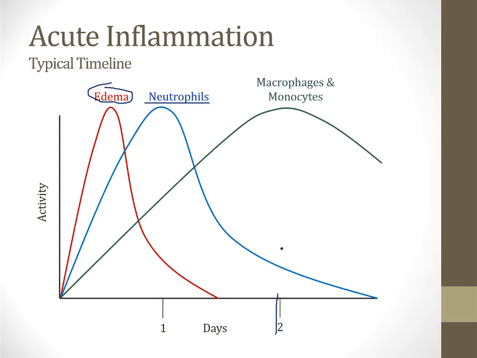However, if the process persists beyond about 2 days, the neutrophils begin to die, and macrophages and monocytes become the dominant cells. And that's why, as we'll talk about later, in chronic inflammation, which can last days, weeks, or months, you do not see neutrophils. Instead, you see monocytes and macrophages.